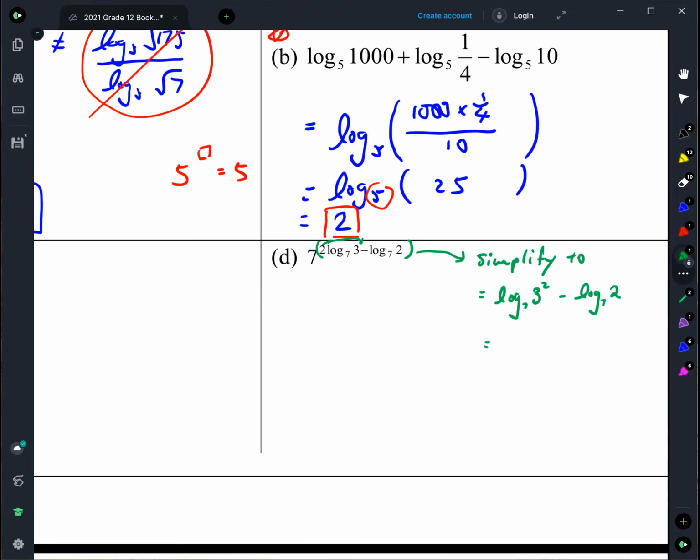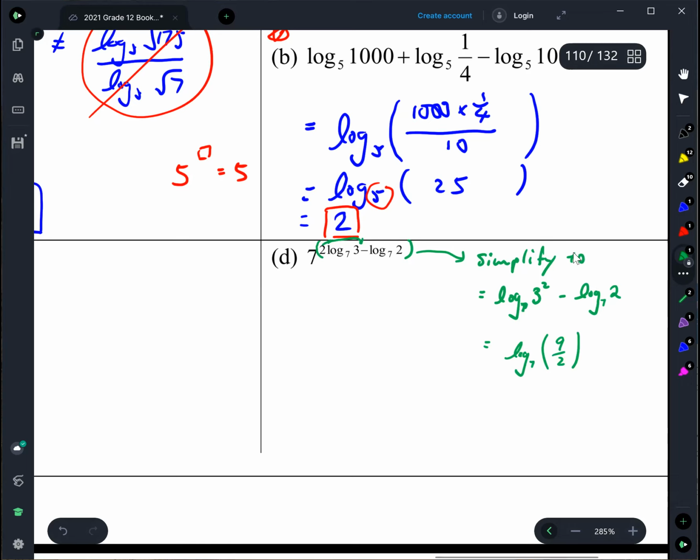Okay, Marcus, do you get what I mean? Oh yeah. Okay. And then now after that, what do you do? Wouldn't it just be log 7 of 3 squared over 2? Wait, 3 to the power 2 over 2? Yes, and what's 3 to the power 2? 9. So 9 over 2? So it'll be 9 over 2.